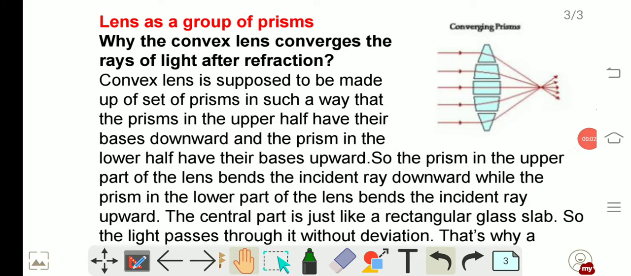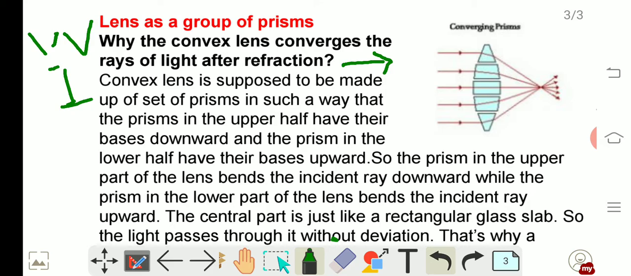Let's discuss lens as a group of prisms today. This is very, very important. You have to understand it clearly. Okay, let's understand first why the convex lens converges the rays of light after refraction.